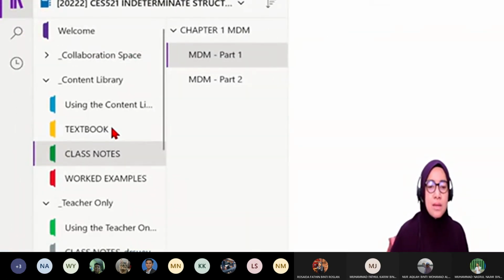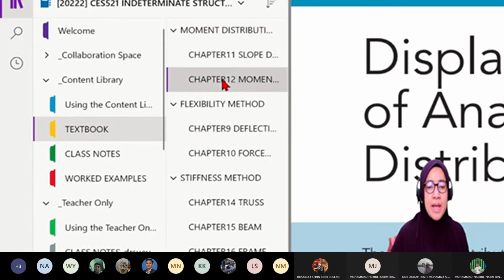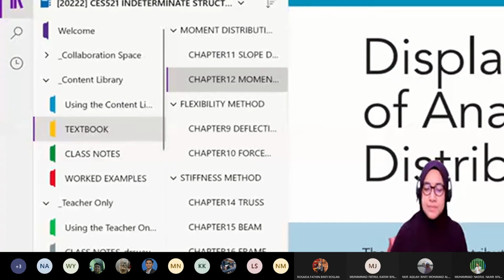Please look at the content library in your OneNote. Under the content library, you can find the textbook I have put inside. I just picked two topics. Actually, under the textbook, the moment distribution method, have I recorded my session? Done. Okay. Yes, ma'am.